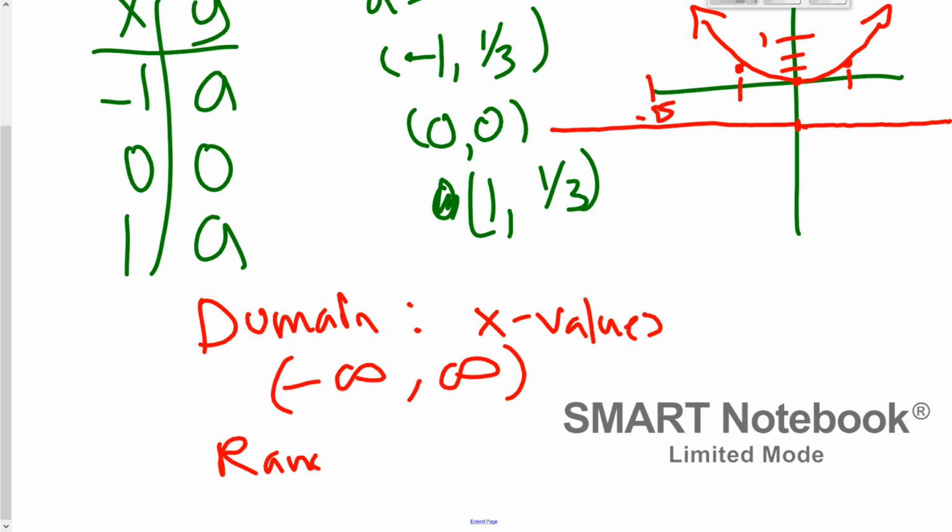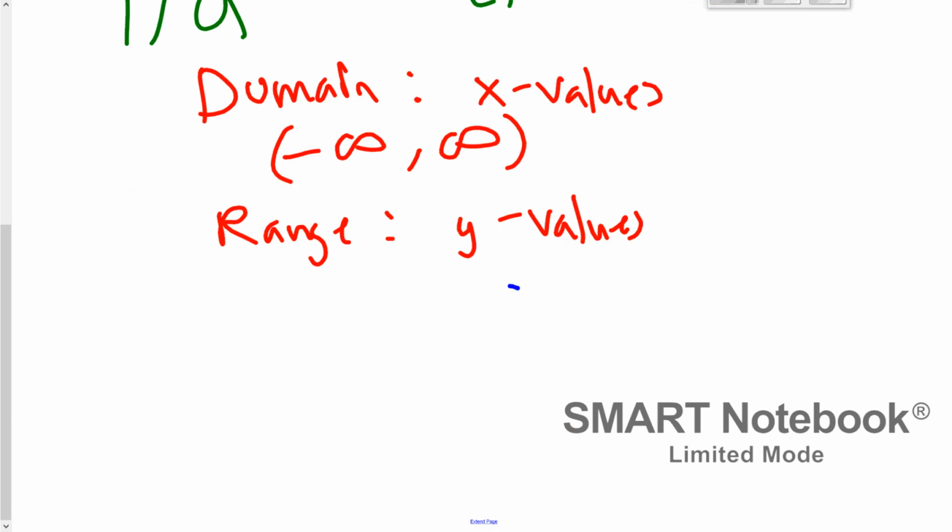Range is your y values. What are my answers? What are my y values? What's the y value of this point? This one, this one, this one, this one, this one goes on forever, right? It keeps on going up. So that means my y values keep on going up. And up is positive numbers, right? So it goes up to infinity.